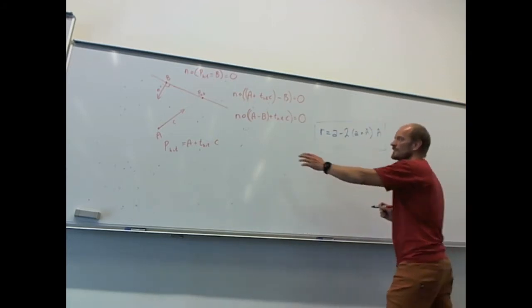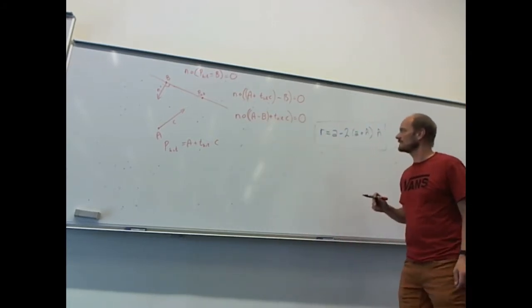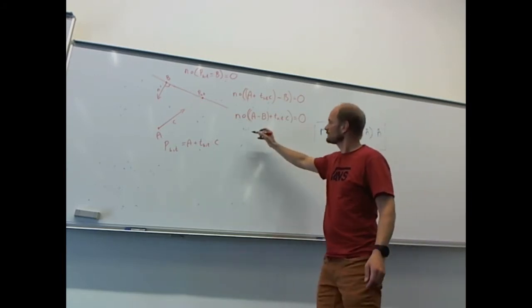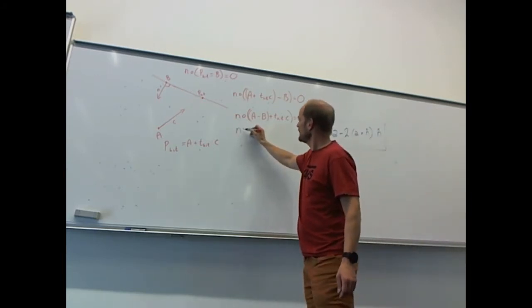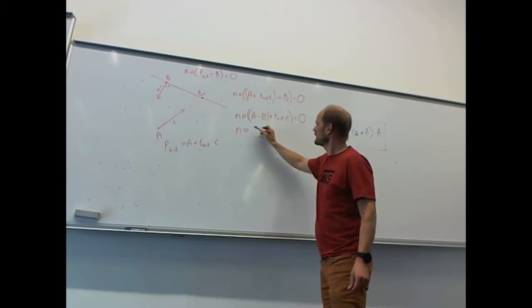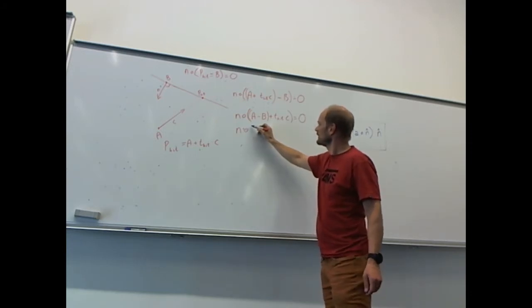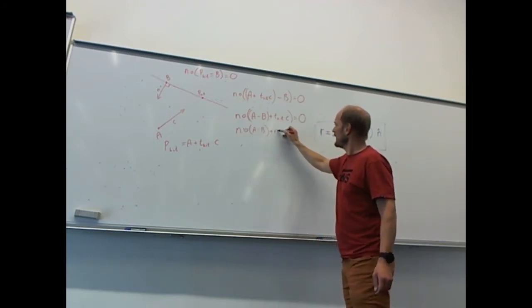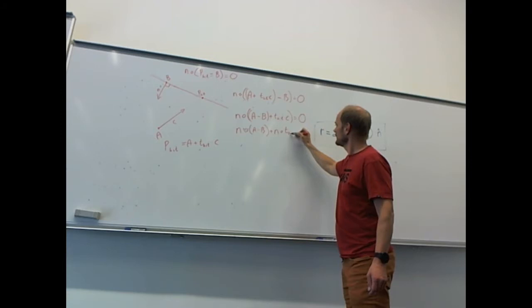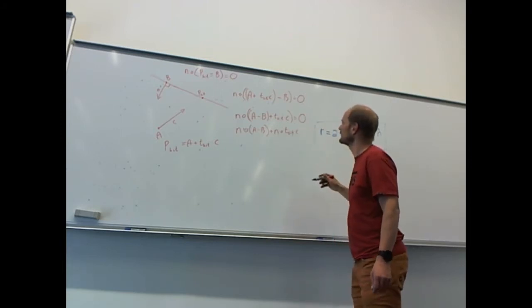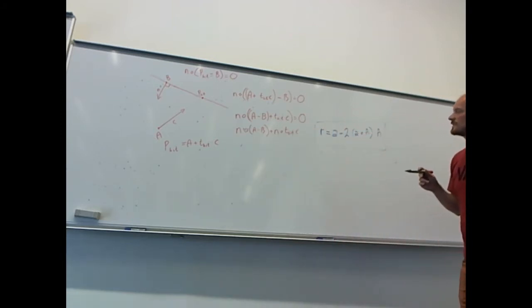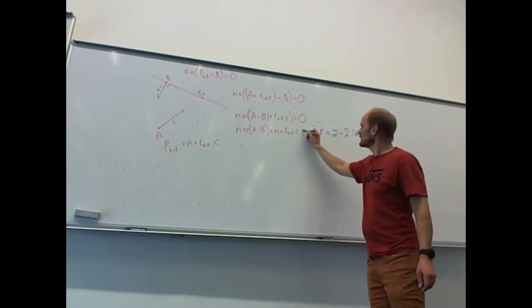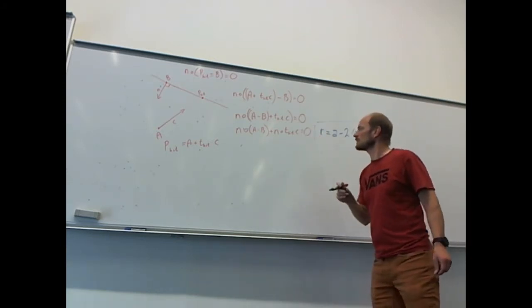Can we split this dot product up as well? How would that look? N dot A minus B plus N dot T hit times C equals 0. Does this make sense?